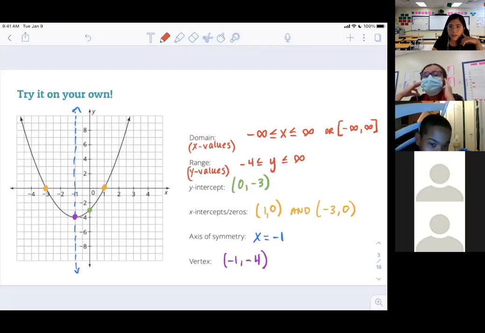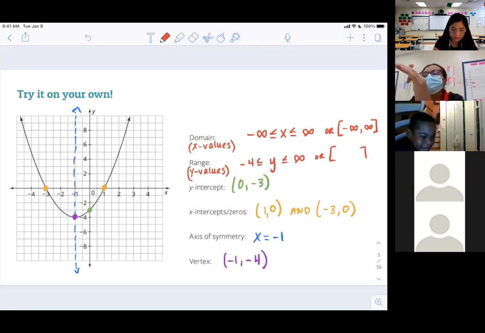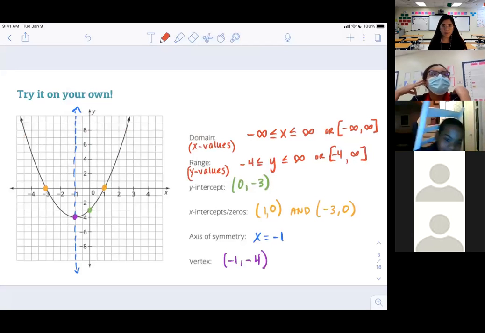Y in the middle. So I could also write this as -4, comma infinity. Exactly. Yay. Questions about domain? Questions about range?